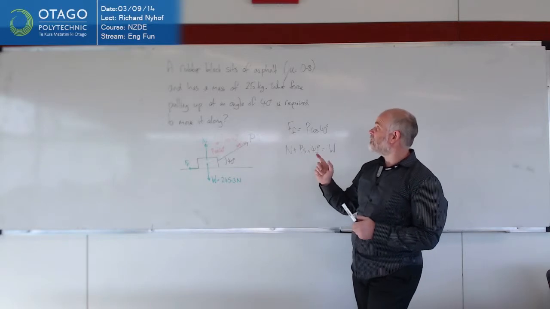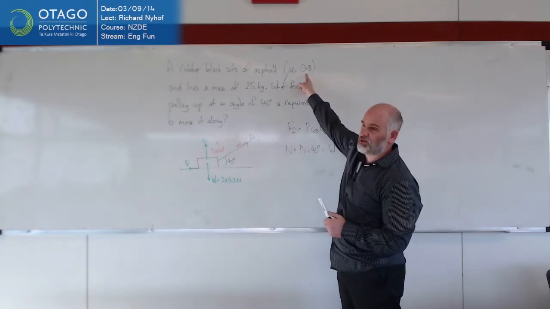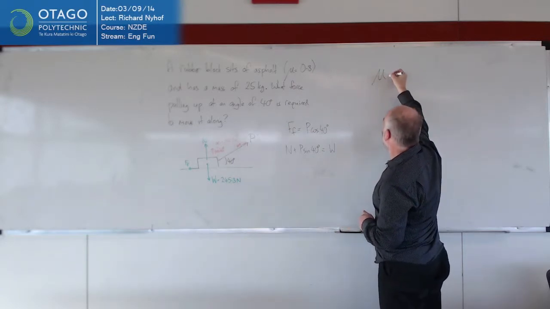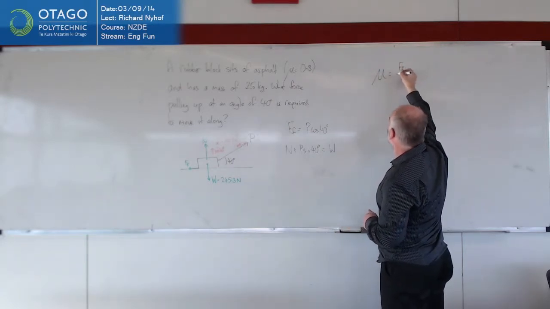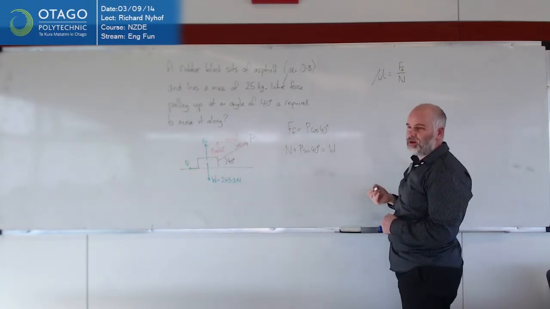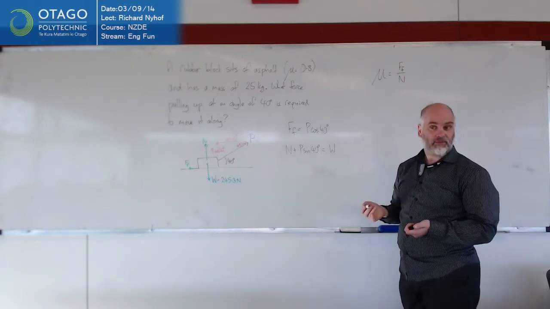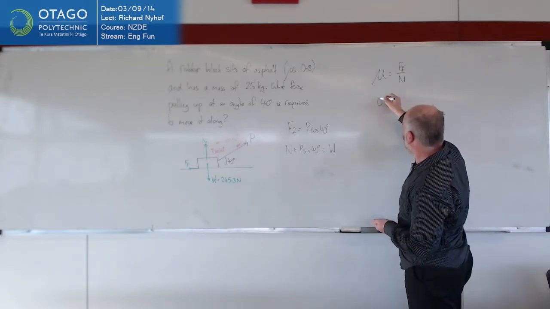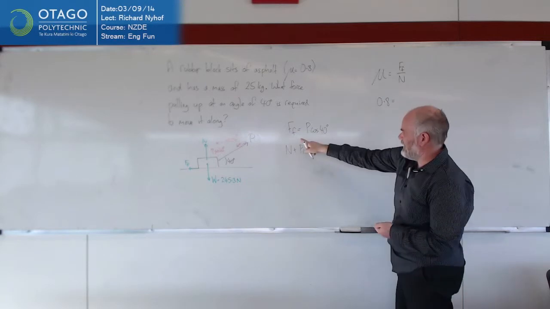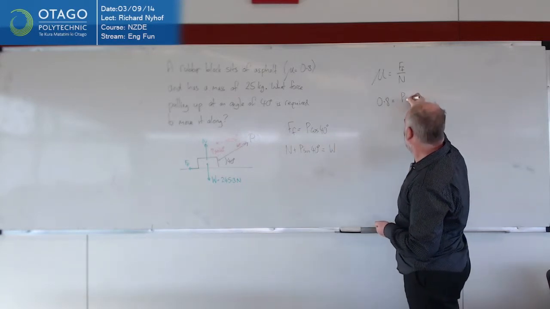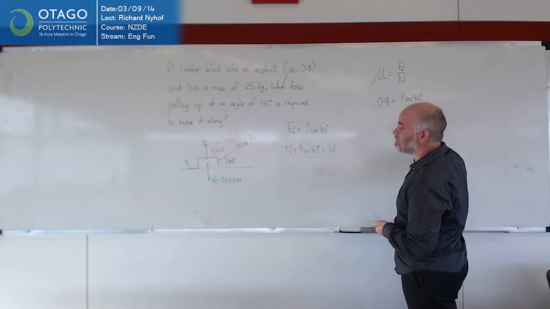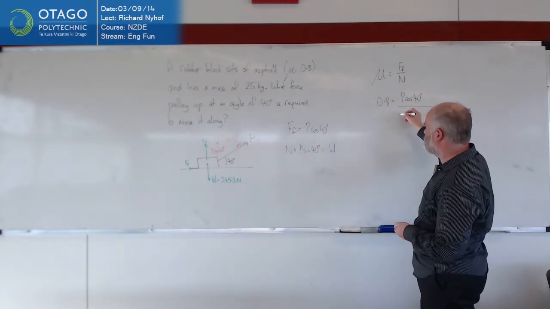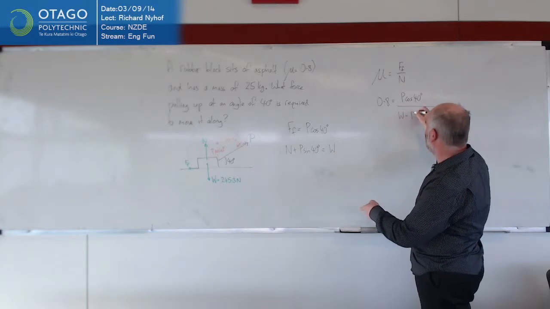The other bit of information we haven't used is this one. Yep. So we know that mu, which is FF over N, equals 0.8. Okay, so here we go. So 0.8 equals FF, P cos 40 degrees divided by N. So N is just W minus P sine 40 degrees.